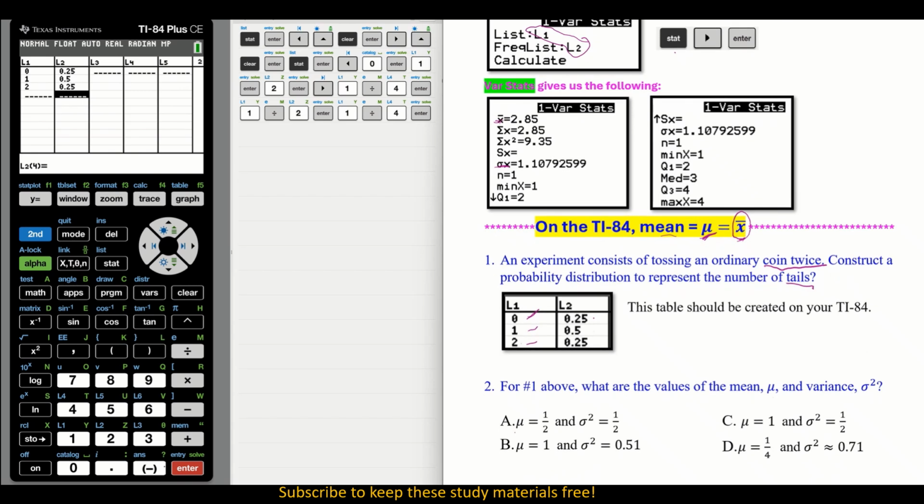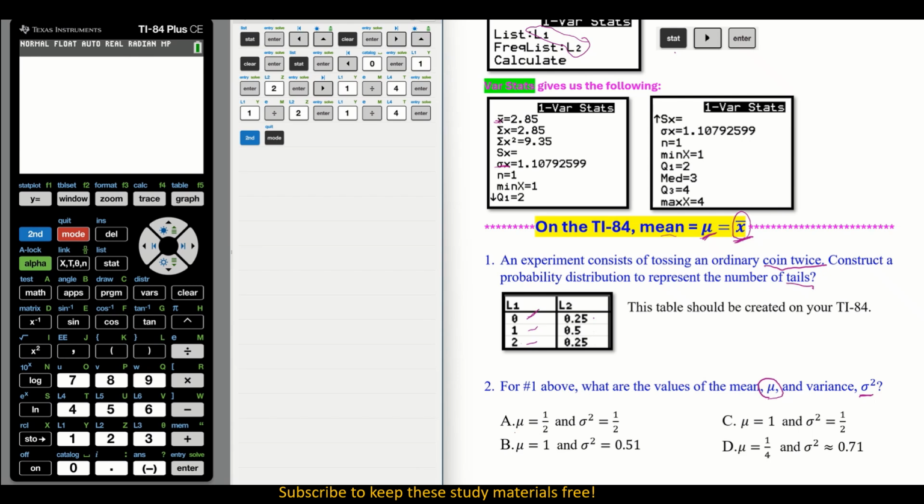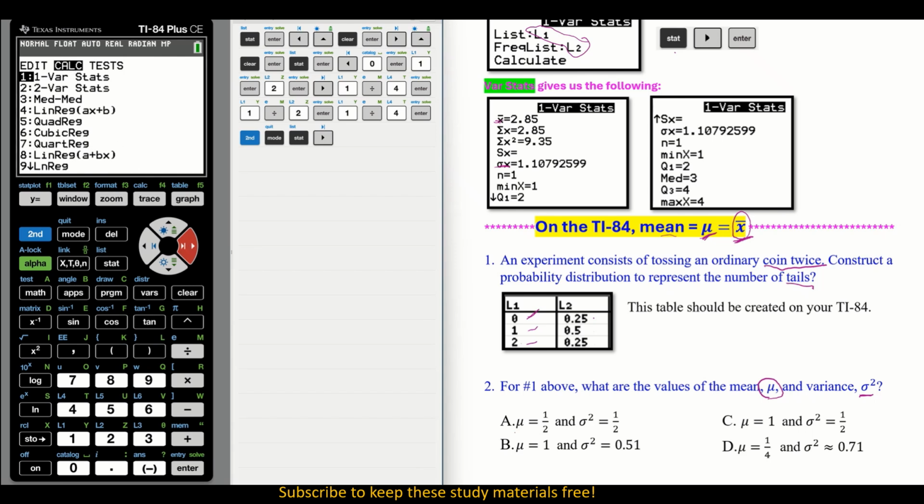What are the values of the mean or mu? Remember, we're looking for X bar on the TI-84. And the variance, which I'll go through, that's our sigma squared. I'll show you how to deal with that guy. Okay, so what are we going to do? First, we want to quit that second mode. Now we push stat and we arrow over. That's calculate. So we want number 1, our var stat, 1 var stat.